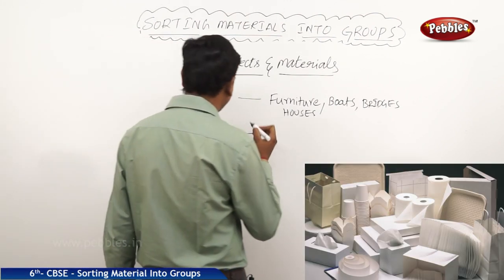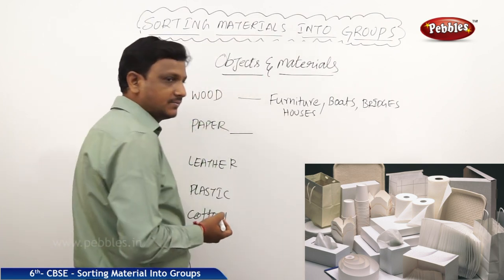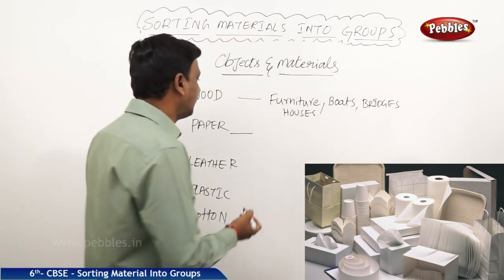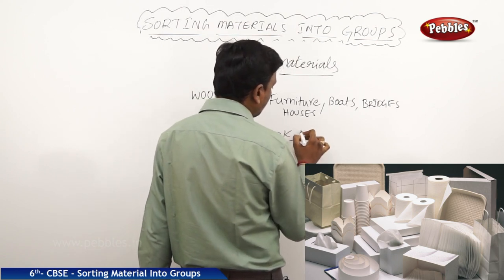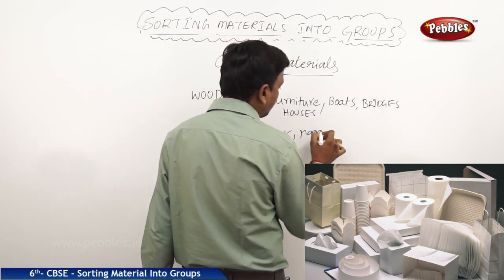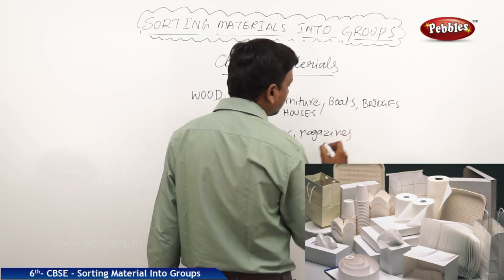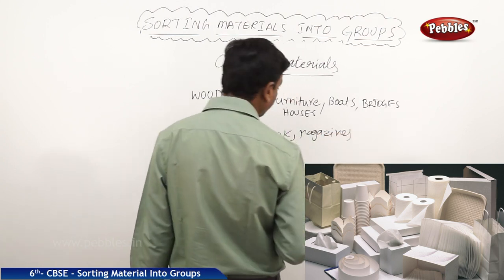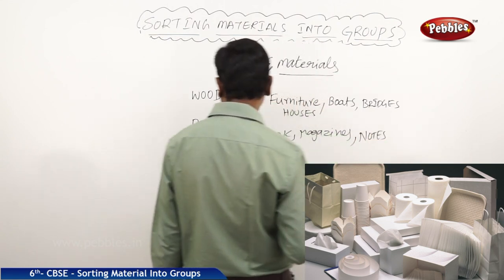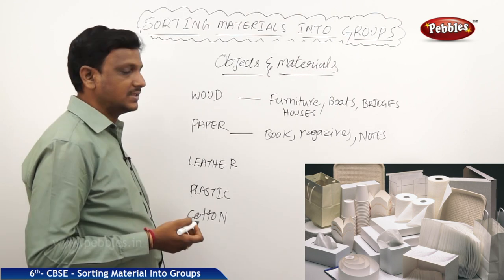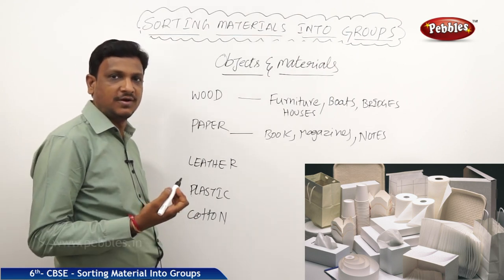The next one is paper. Paper is used to make all kinds of books and news magazines, and to print the notes, currency notes. So all this the paper is used. Calendars, magazines, books, all these are made up of paper.